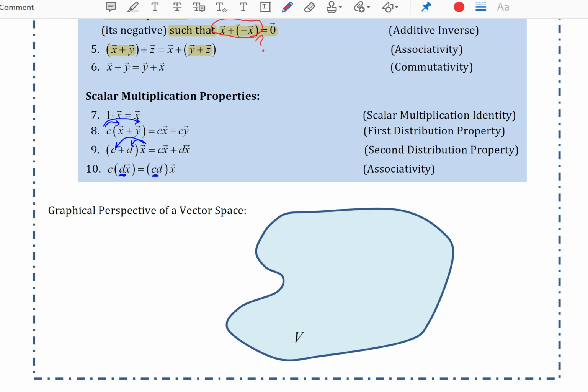Graphically, the way I think you should think of a vector space is like this. If you have some element in your space, call it X, and you have some element in your space, call it Y, then you must be able to add these two vectors together and stay inside your same space. Or you should be able to scale any element in your space and then stay inside the same space.